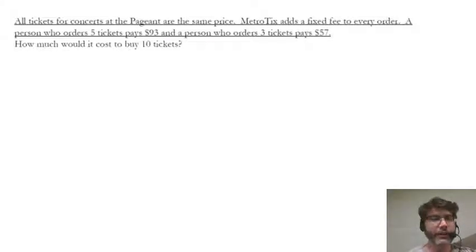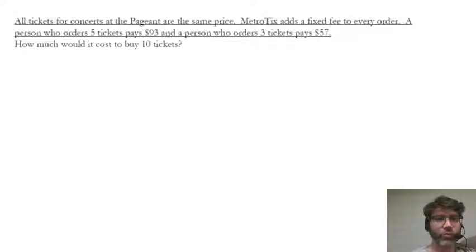All right, here we have our first word problem in our review packet. I'll read it here. All tickets for a concert at the Pageant are the same price. So the Pageant is a theater down at the Loop in St. Louis. So MetroTix, which is a website where you can buy tickets online, does it for a service fee. Okay, so you can buy tickets to go to the Pageant through Metro Tickets, their website, but it is going to cost you a fee. Metro Tickets adds a fixed fee to every order. Okay, so whether I buy 2 tickets or whether I buy 10 tickets, there's going to be a fixed fee that's associated with that order.